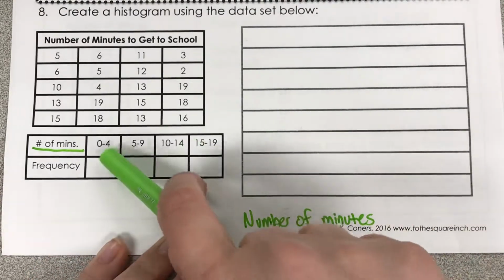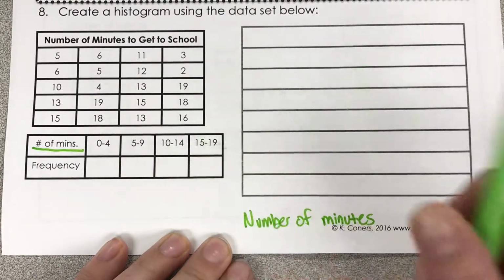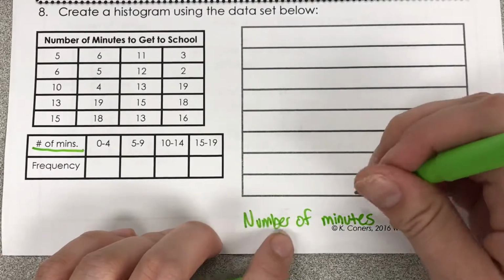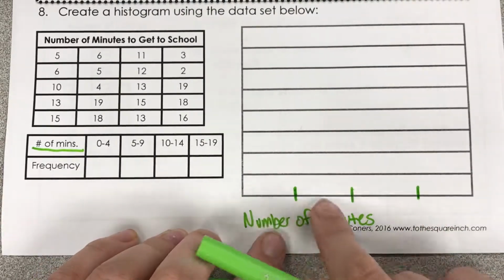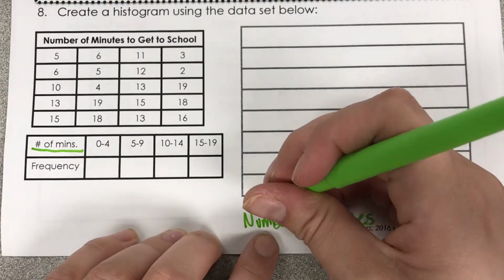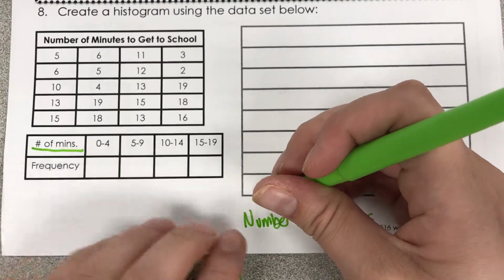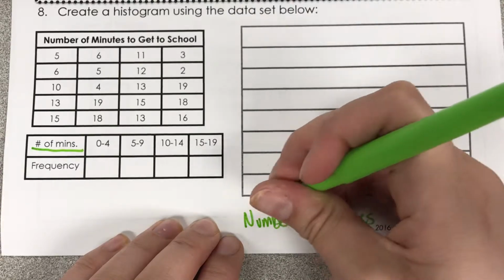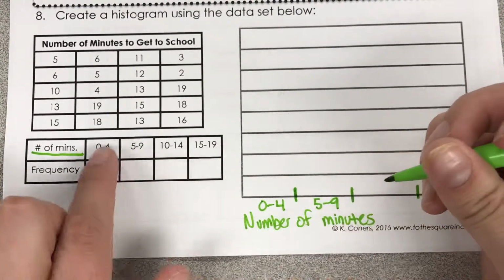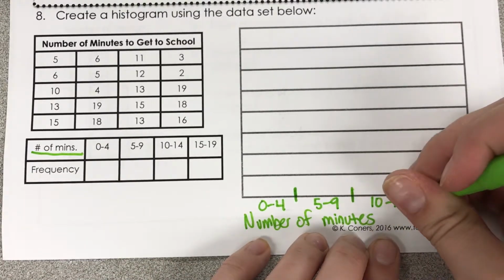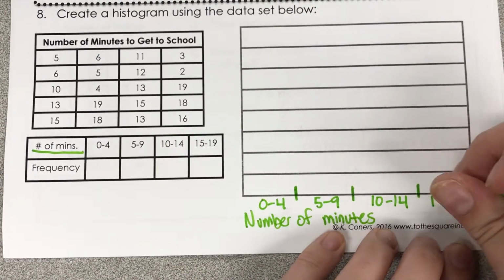And it looks like I have 1, 2, 3, 4 categories. So I want to try and break this up as evenly as I can. So I have 1, 2, 3, 4 categories. This will be the minutes 0 through 4. Next one would be 5 through 9. This one would be 10 through 14. This one would be 15 through 19.